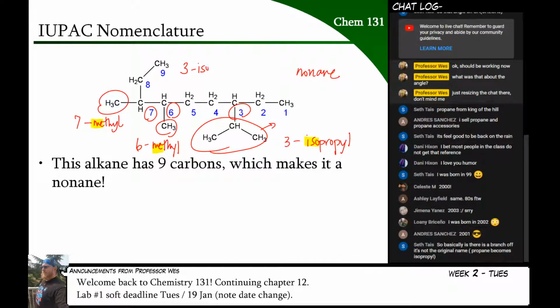So 3-isopropyl. I have a methyl at 6 and 7, so I'm going to put both numbers. I'm going to separate them with a comma. And because there are 2 methyls, I'm going to put di to indicate that there are 2 methyls. And there's the name of it: 3-isopropyl-6,7-dimethylnonane.